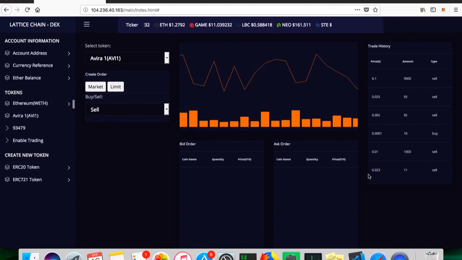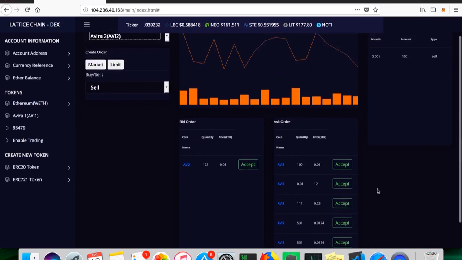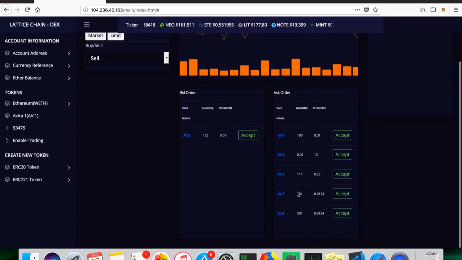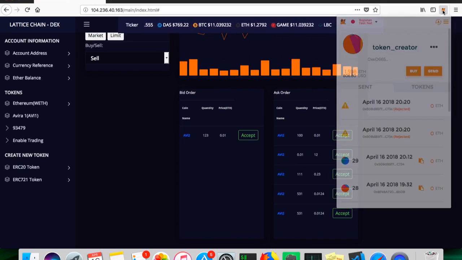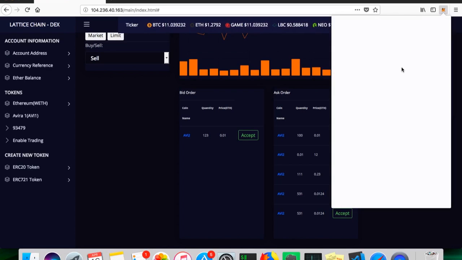Yes, and the beauty here happens in front of our eyes, and we can see that there is this order. Just a second, let me refresh the page once. I think, yeah, Avira 2 is the coin that we had listed, and as we can see here, 531 tokens with 0.0124 as the ask price has been listed, and this particular order is now on the exchange. So any new customer who wants to come in and trade can do that seamlessly. So let's move to another user in this journey and see how this token is traded.